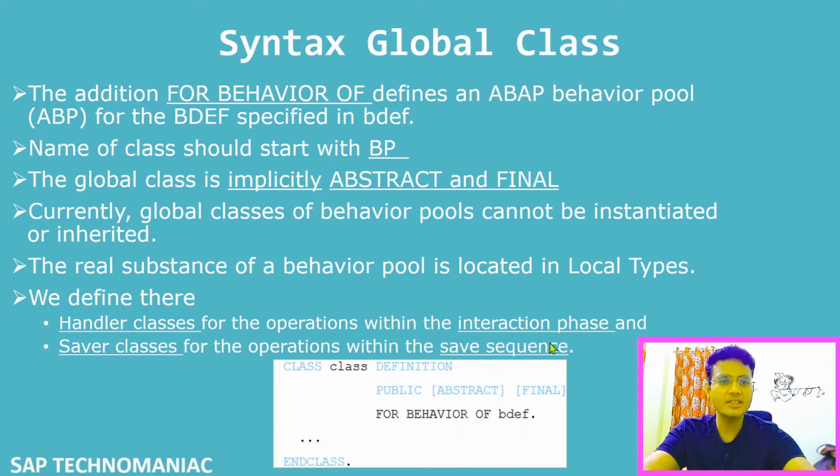The handler class handles the operations in the interaction phase, where we are creating, deleting, updating, and modifying. Once we have done that, when we click on the save button, the saver class method will be triggered, and the operations within the save sequence will be done in the saver class. During the interaction phase, whatever we are doing, we write in the handler class.